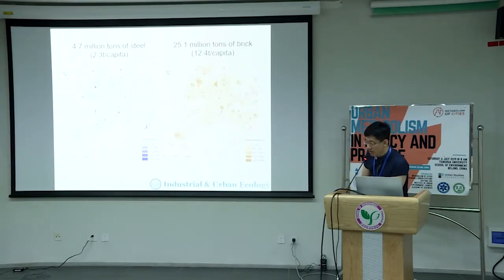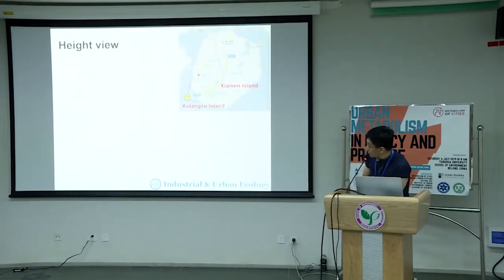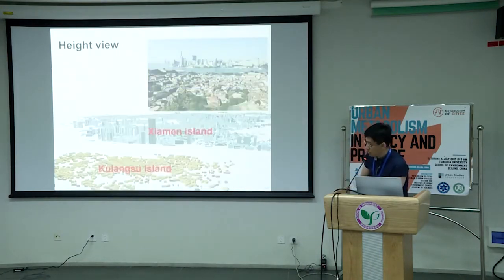Based on that material stock and flow analysis, we estimate, for example, that a total of 4.7 million tons of steel and about 25 million tons of brick were stored in Xiamen's buildings. Okay, that's the whole picture, and let's look at more details. For example, from a height view, if we stand on top of Gulangyu Island and watch the Zhongshan Road and the downtown part of Xiamen Island, you will see this. The bottom is the virtual reality city in our computers, and the upper picture is the real snapshot when we're standing on top of Gulangyu Island and watching Xiamen Island.